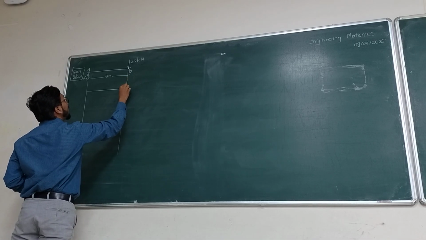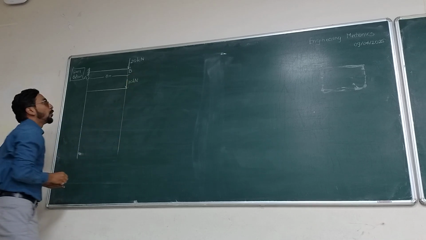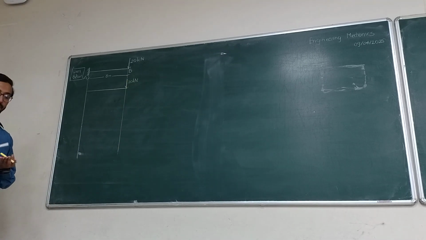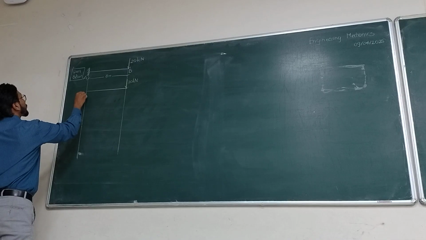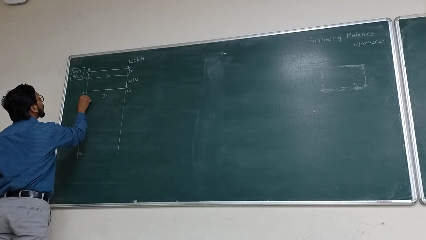So free body diagram means we show all the forces acting on the body. Beam AB. What type of beam it is? Cantilever. Span 3 meters.